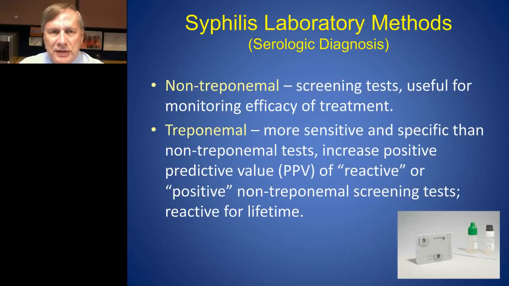Serological diagnosis: there are two separate categories, as we know, of tests for syphilis. The non-treponemal category were primarily used as screening tests, and are still used and useful for monitoring the efficacy of treatment. We know that with the RPR, for example, if we monitor individuals being treated over time, those titers are expected to fall somewhere between 6 months to a year, and usually completely disappear with successful treatment.